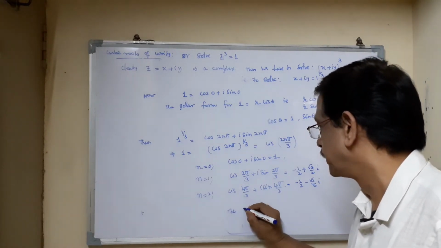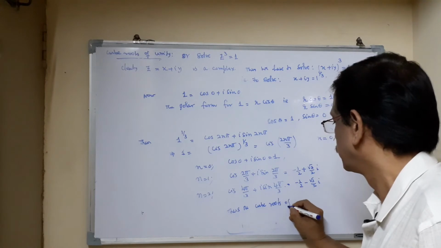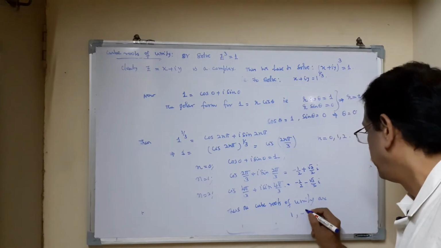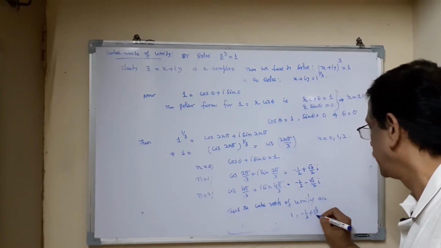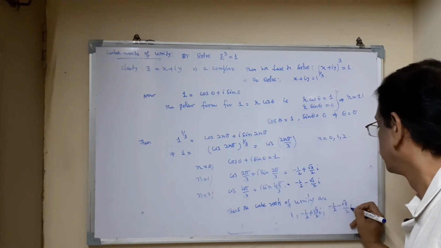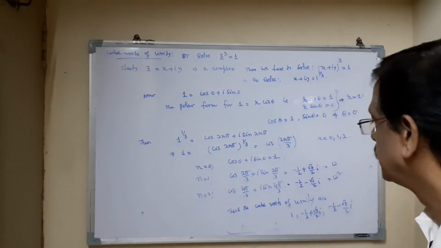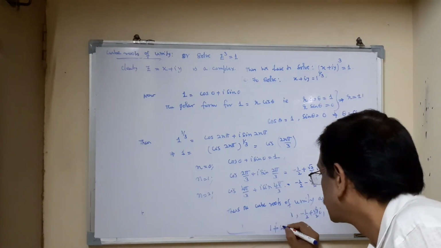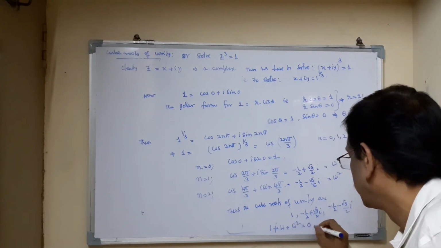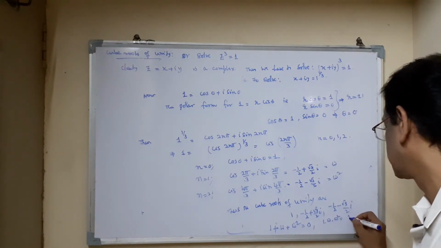So the cube roots of unity are 1, minus half plus root 3 by 2 i, minus half minus root 3 by 2 i. This we will write down as omega, this as omega square. What you have to observe is, what is 1 plus omega plus omega square? It is 0, and the product 1 into omega into omega square is 1.